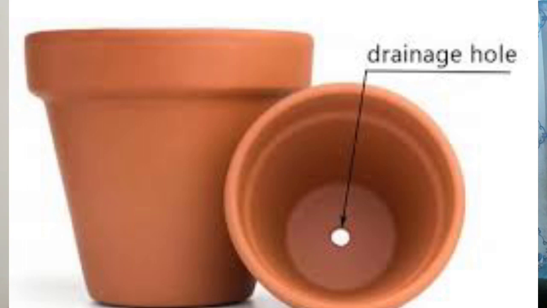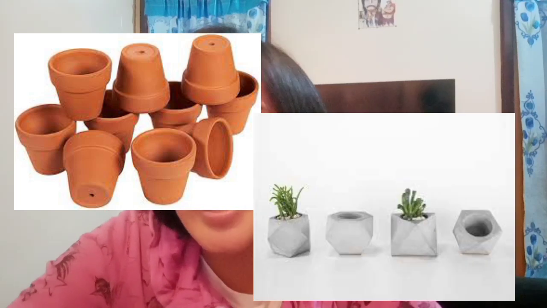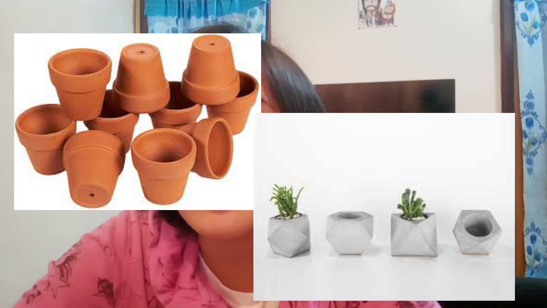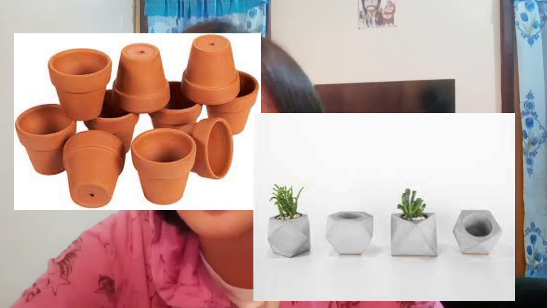Speaking of pots, I will recommend you to use porous pots like clay pots, cement pots. Bakit? Kasi these clay pots absorb the extra moisture that is present on the soil, avoiding overwatering also. So the last one is to water your succulents or cacti properly.